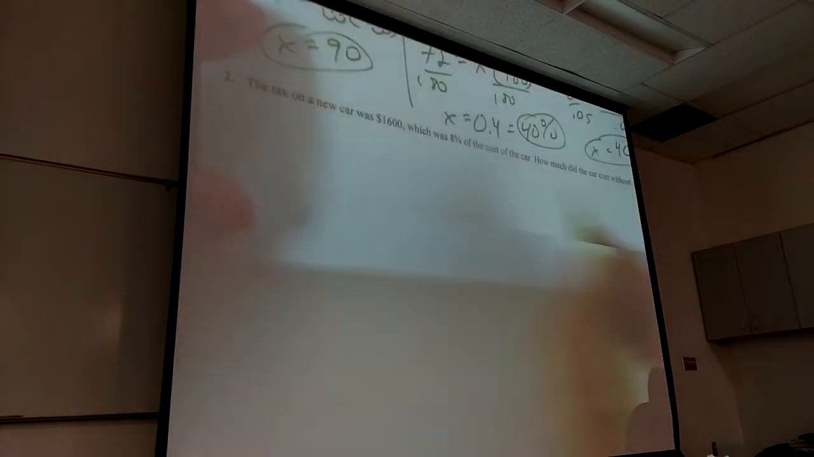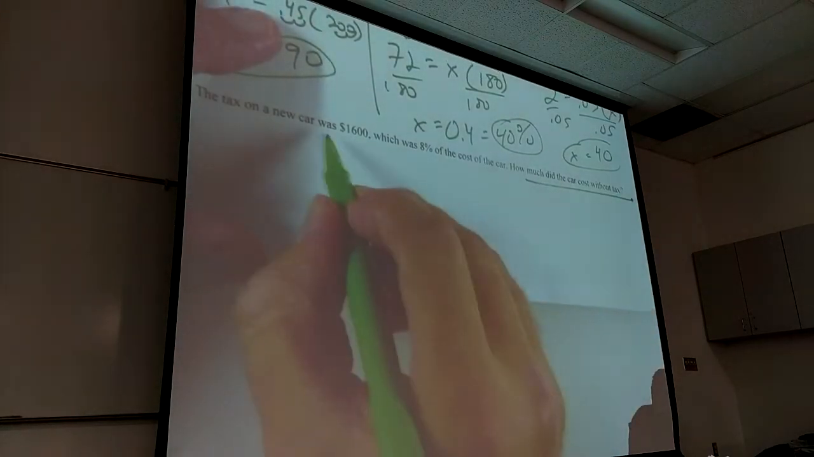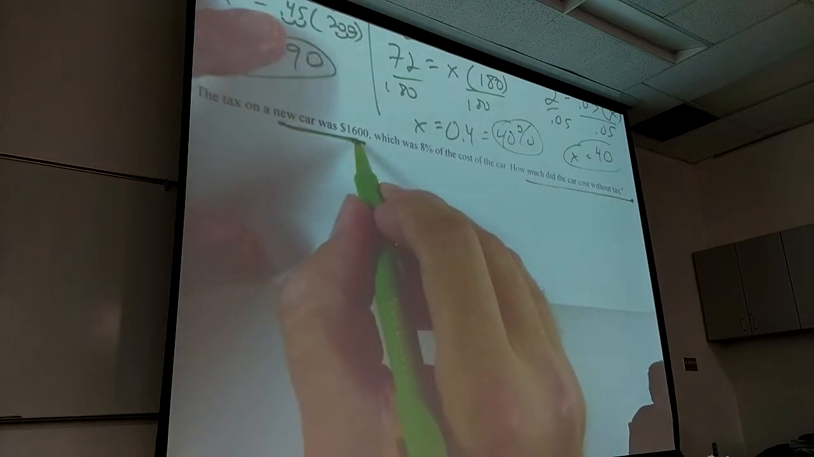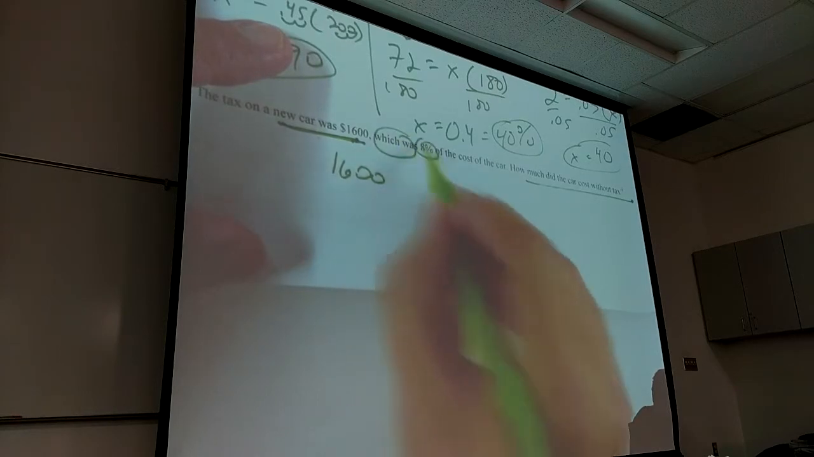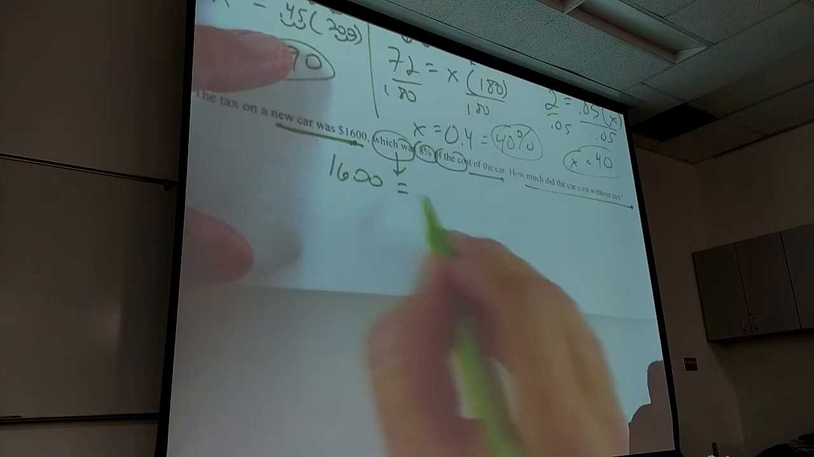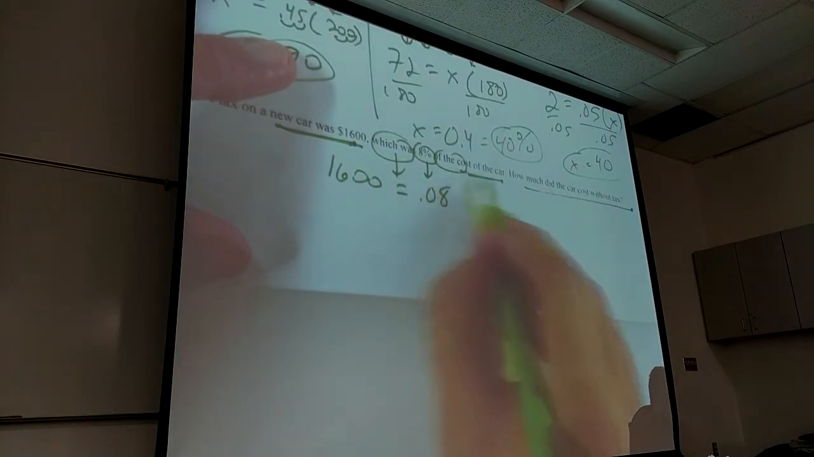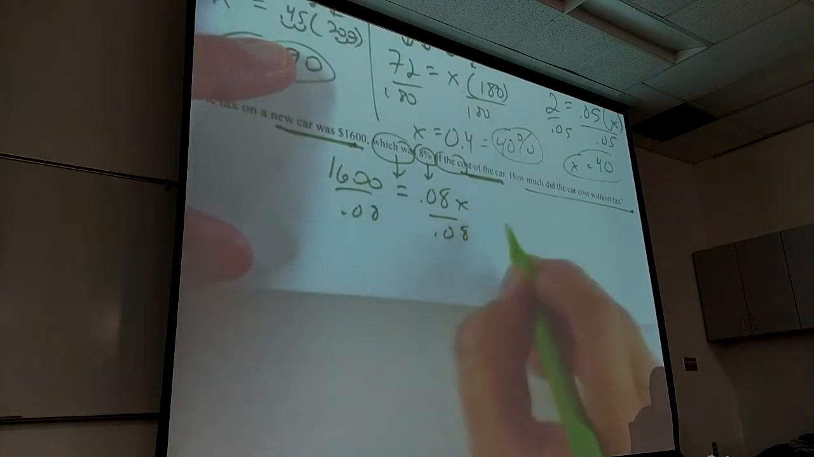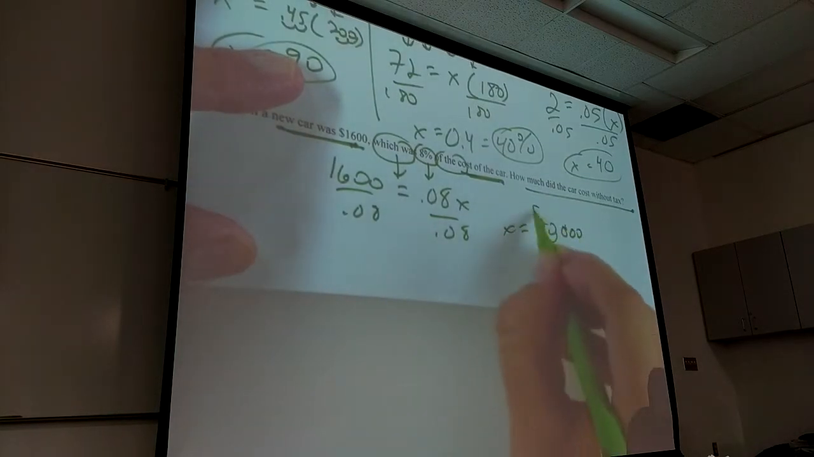Now this last one real quick. How much did the car cost without tax? The tax was $1,600, which was 8% of the cost, 8% of who knows. Then you divide by 0.08, and you get $20,000.